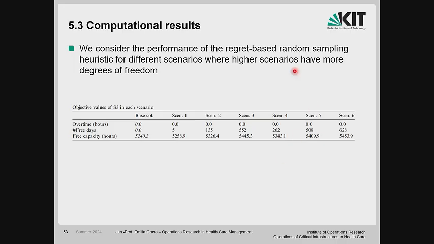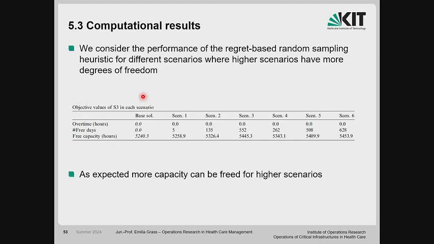Just briefly, nothing really surprising. The more freedom you have, the better the results. The more free days you have, the more free capacity you have. Scenario 6 was the one with the most flexibility. We are not restricted by specialty, so we can use the capacity much better. Nothing surprising, and for every scenario, also for the base one, we don't have overtime, so that would even work in practice. So this is maybe a good result.